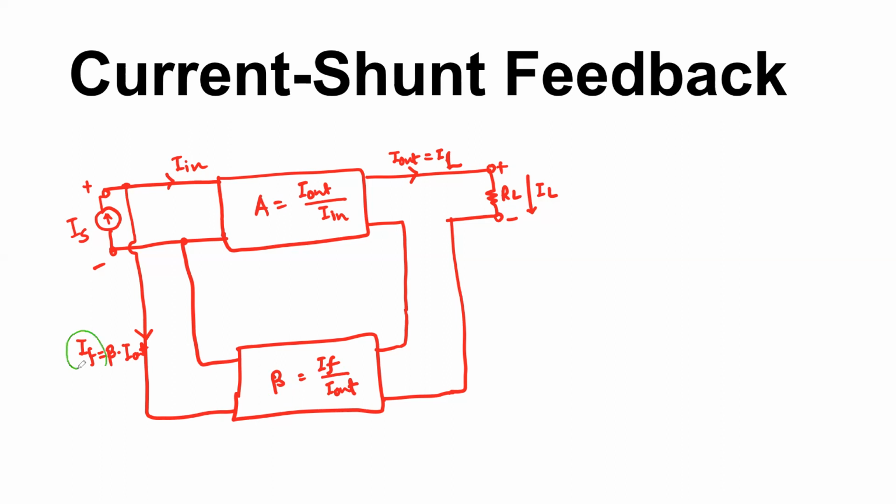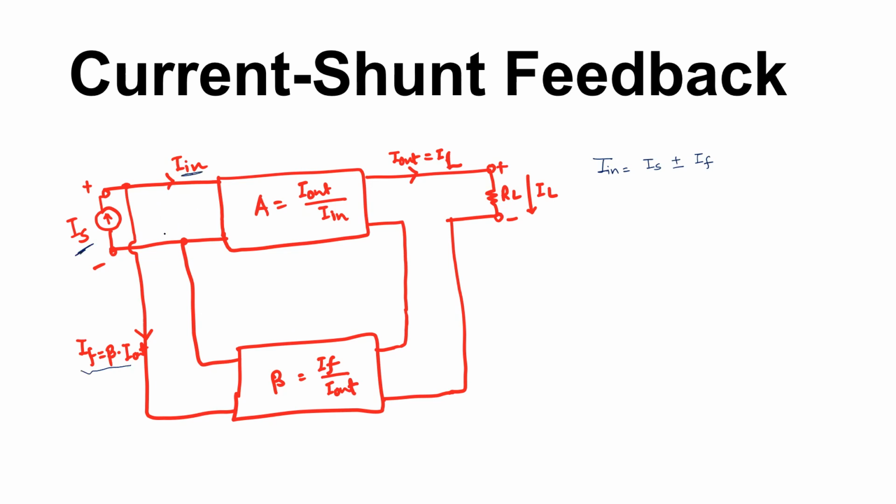So this current IF is getting mixed with the input current IS at these two nodes, generating the final current I in. So therefore, we can say the forward gain has the transfer function of output current divided by the input current, where the input current is now I in. Okay, so let me write a few expressions here for your understanding. So what I am going to do is that I will write I in is equal to IS plus minus IF. I said that this IF is getting mixed with the IS and therefore generating I in.